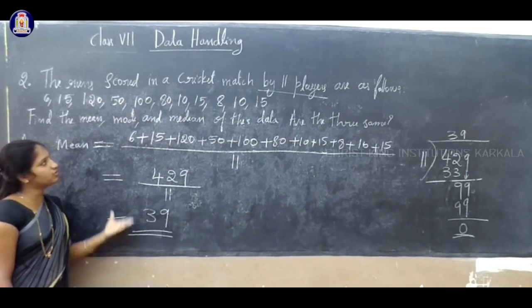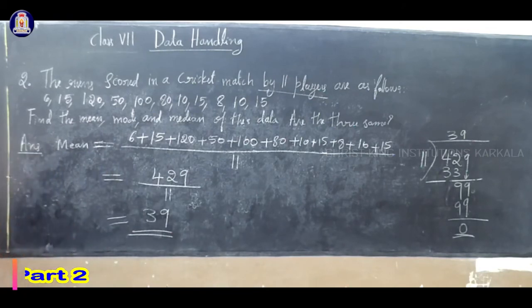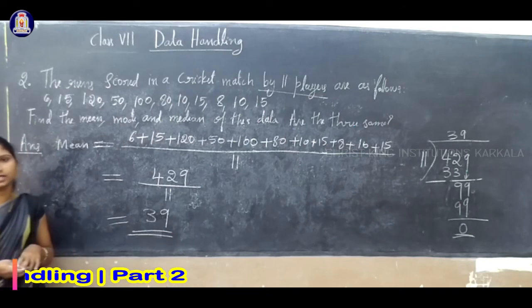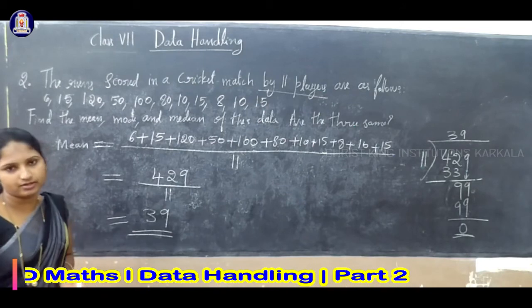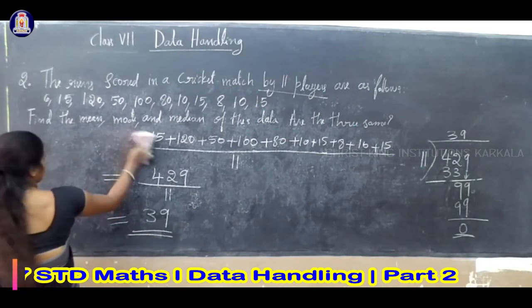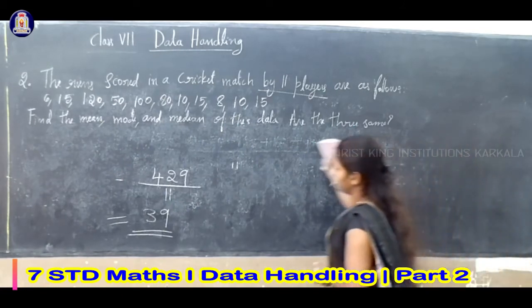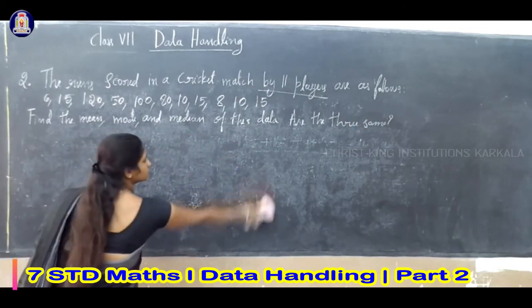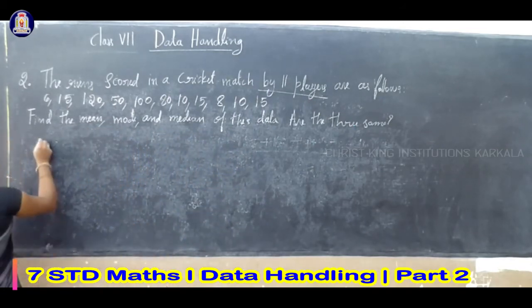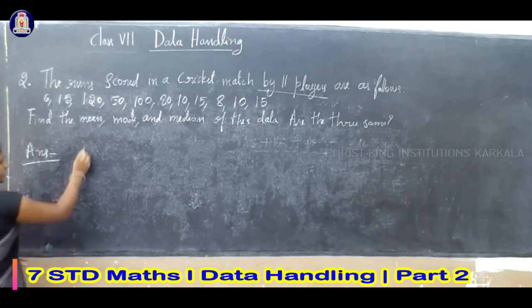The one more question is you have to find mode and median. To find mode and median, first you have to write the data in ascending or descending order. That means smallest to greatest, or greatest to smallest number. So now we find mode and median. What we have to do to find mode and median? First, you will write the given data in ascending or descending order. So I will write in ascending order.